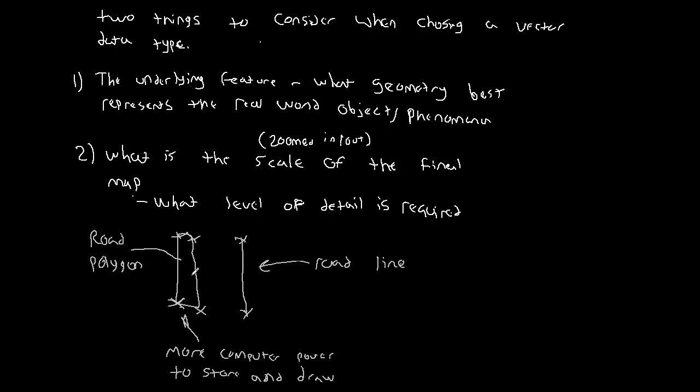And if it's not necessary to have all of these vertices, don't. So think about what the feature is. Does it make sense to do something beyond a point? And think about what level of detail is actually required based on the zoom or the scale, to use the geographic term, of the final map. Are we going to be zoomed out so far that these two things are indistinguishable from each other? If they are, just use a line. If a polygon is going to be zoomed out so far that a point would get the job across, just use the point, because otherwise you're wasting computational power to store and draw these things. So hopefully that makes sense.